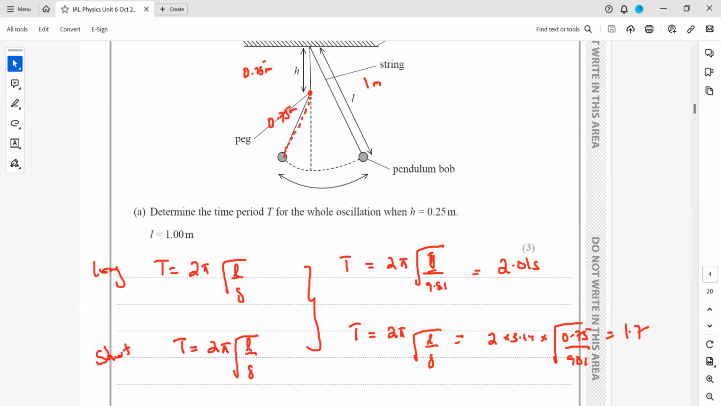That will be 1.74. But we have to determine the total time period of this combined pendulum, which is longer plus shorter. So we'll take an average as two results are there. So 1.74 plus 2.01 divided by 2. So this will give us 1.88 seconds. So that is the time period of this pendulum, which is initially longer. As it hits the peg, it gets short. Is it clear, this one?